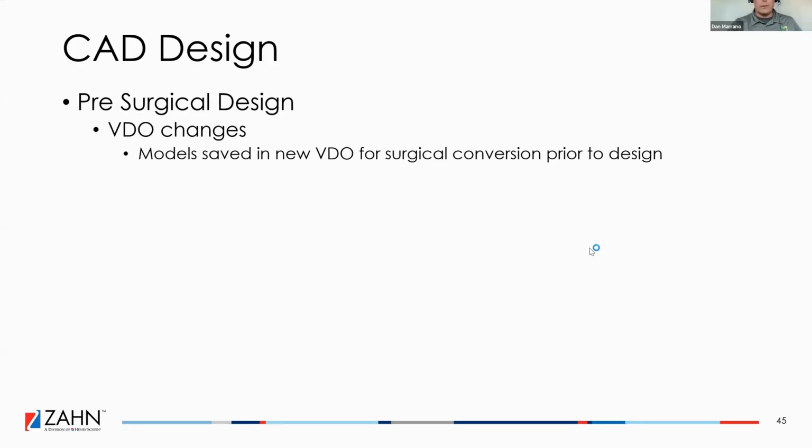But something to keep in mind, if you're making bite changes, I always make them before I do my pre-design, so that it carries over. It'll make more sense as I show you how this works, but I'll save those models, say we're closing or opening the bite. I'll save those and then use those models to do my pre-design.